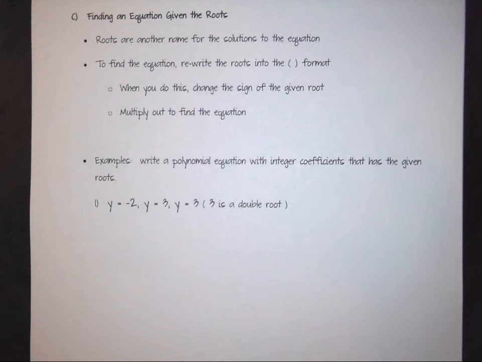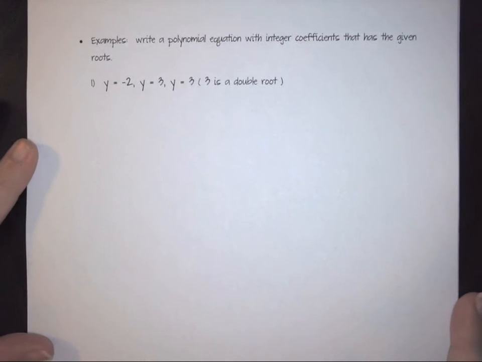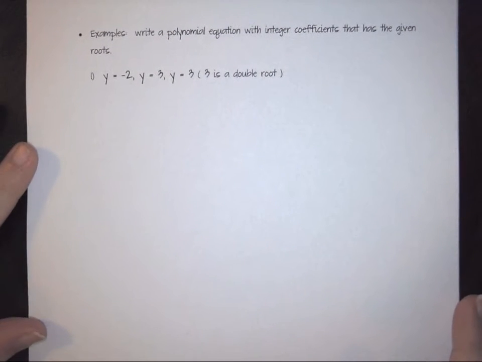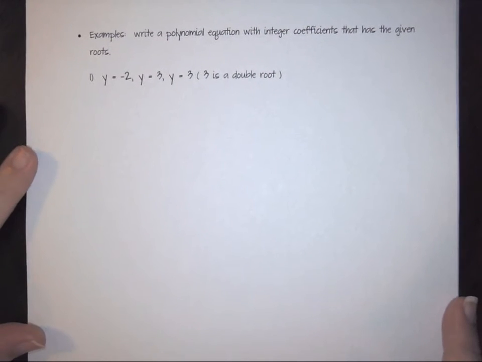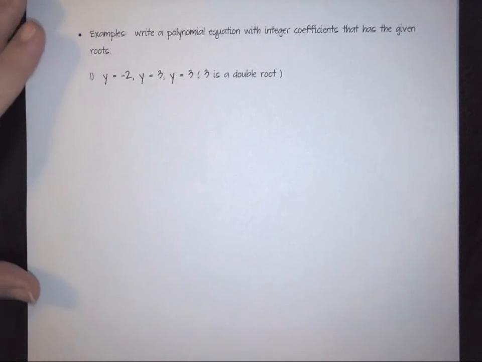So, I have this example here where we need to write a polynomial equation with integer coefficients that has the following roots. So we're told that y equals -2, y equals 3, y equals 3. So in other words, what we have to keep in mind here is that 3 is considered to be a double root. Okay? So we have to work backwards.